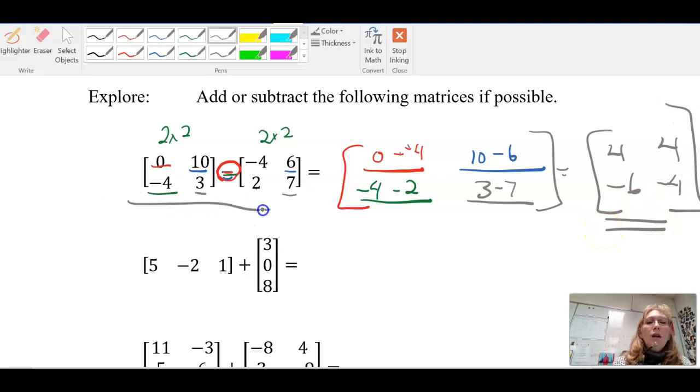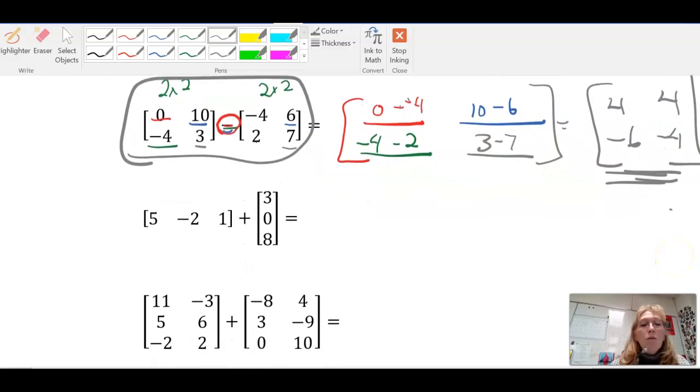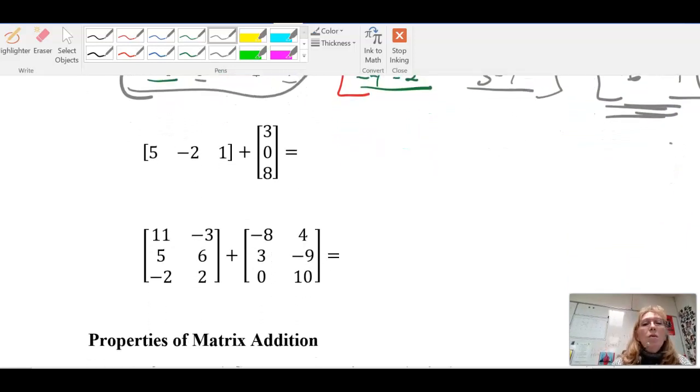If you can go straight from here to the answer, that's fine. But remember, I grade work, so if you get something wrong, you'll lose more points. This one here, we cannot add. They are not identical. This is a 1 by 3. This is a 3 by 1. You cannot add them. There is no solution.